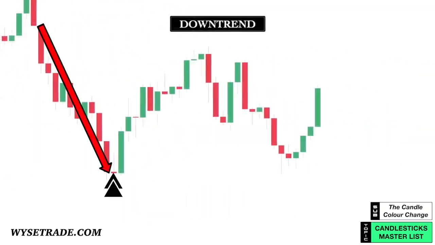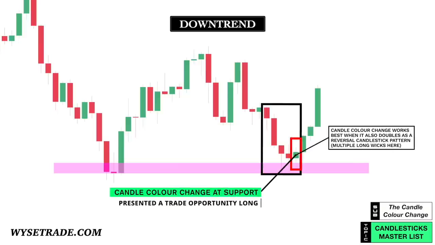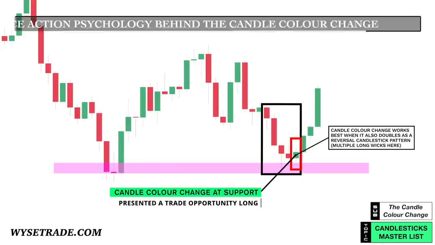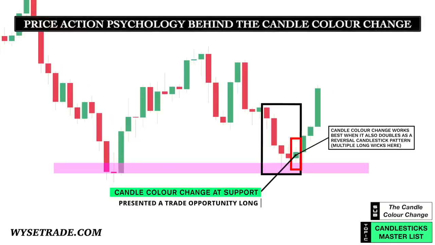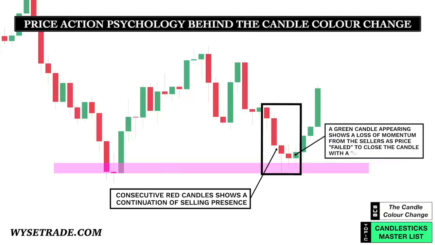Price came down, hit and reversed, giving you a key level of support. As price starts approaching the key level, notice how you have all red candles before a green candle finally appears. So what is the price action psychology behind this? The consecutive red candles shows a continuation of selling presence before a green candle appears, which shows a loss of momentum from the sellers as price failed to close the candle with a lower candle close.